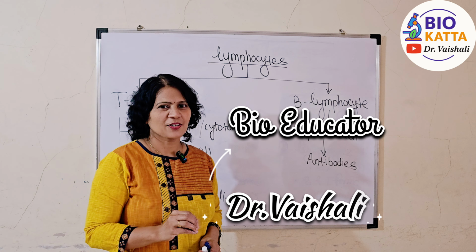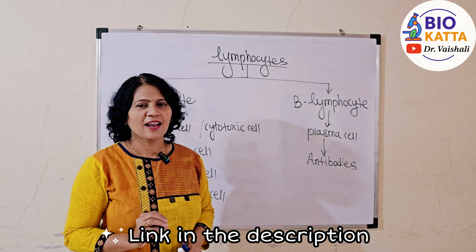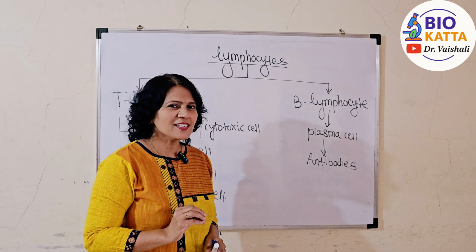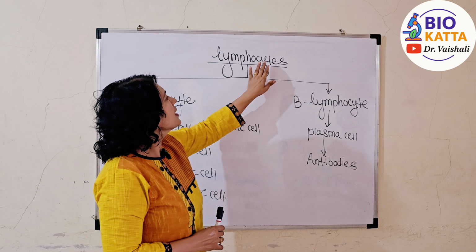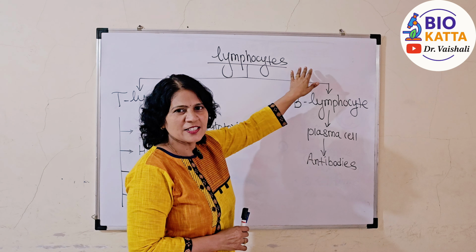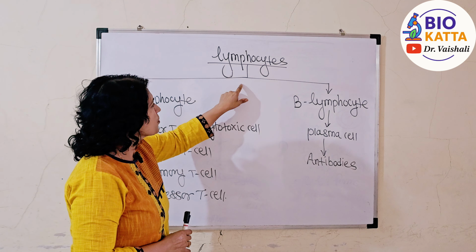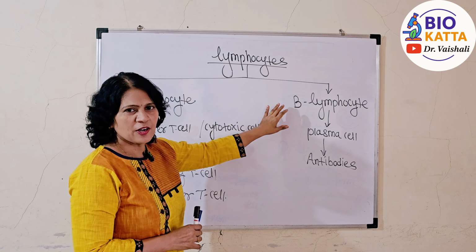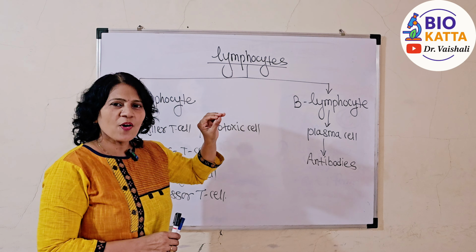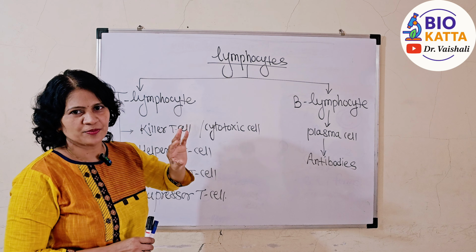In the previous video, we discussed the types of WBCs, and now in this video, we are discussing the different types of lymphocytes, which have an important role in the immune system of our body. Basically, there are two types of lymphocytes present, namely T lymphocyte and B lymphocyte. As we all know, lymphocytes are produced in the bone marrow.